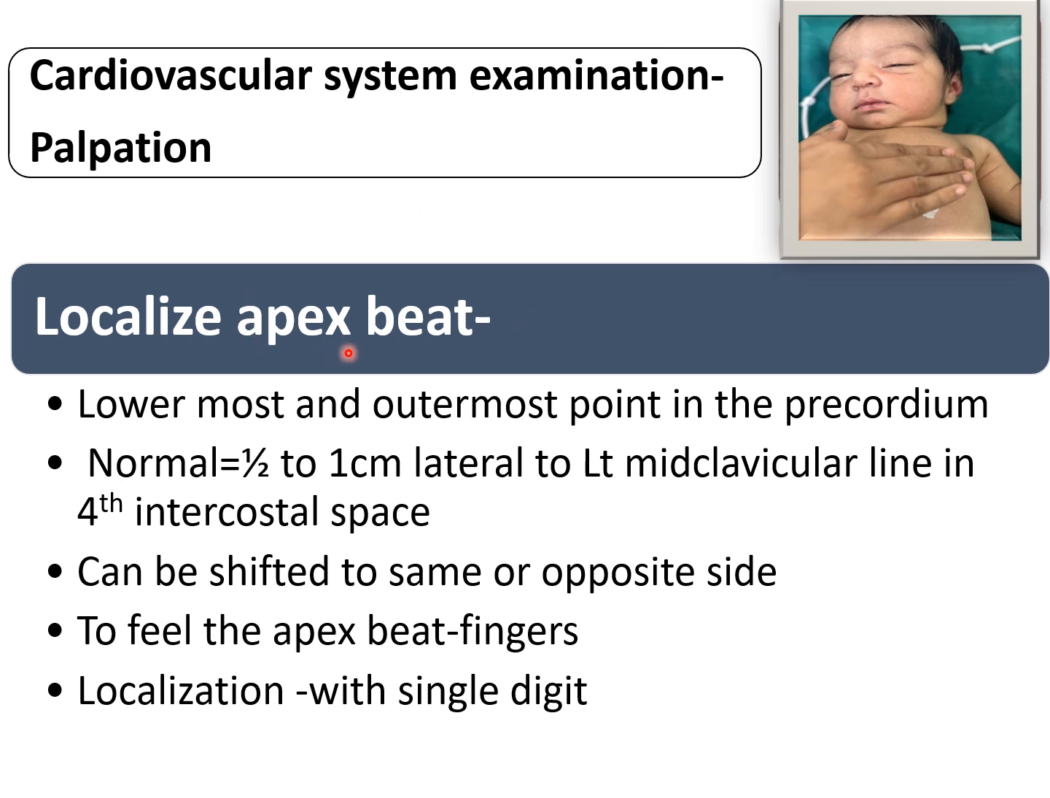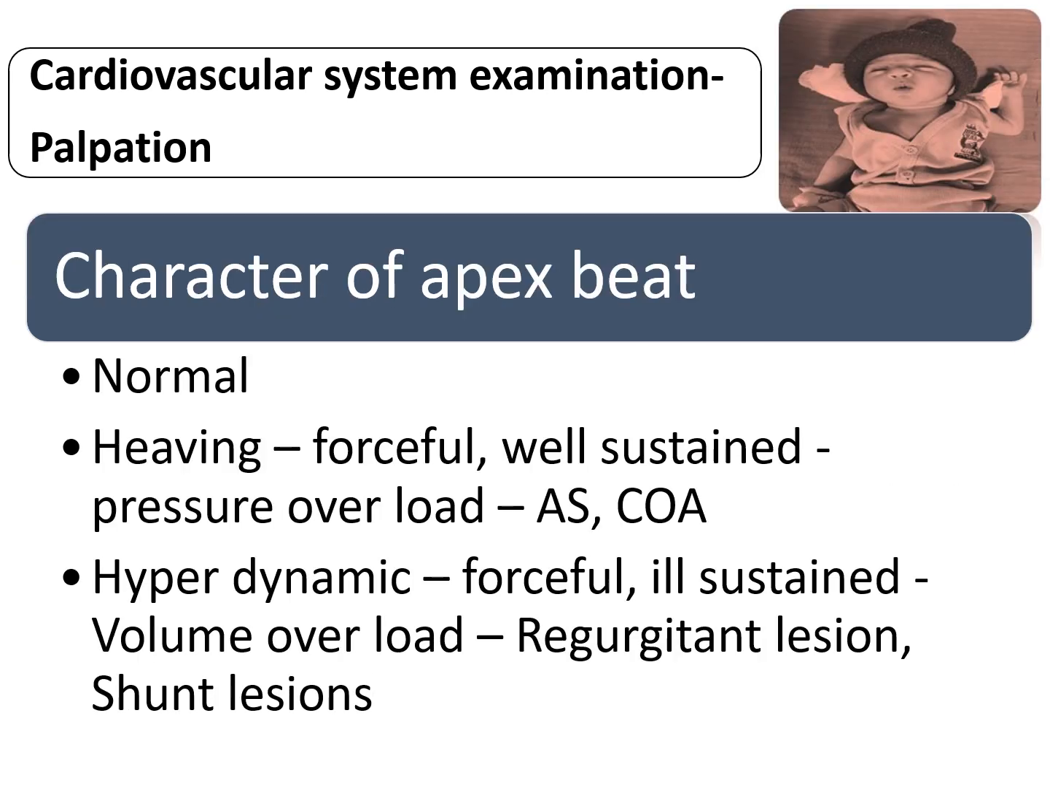So the apex beat should be localized by the fingertips, and localization should also be done with a single digit. Normally it is located half to 1 centimeter lateral to the mid-clavicular line in the fourth intercostal space. It can be shifted whenever there is a pathology. Now we have to check the character of the apex beat when we are palpating. Normal character means it is localized to one intercostal space, not forceful, and present in less than one-third of systole.